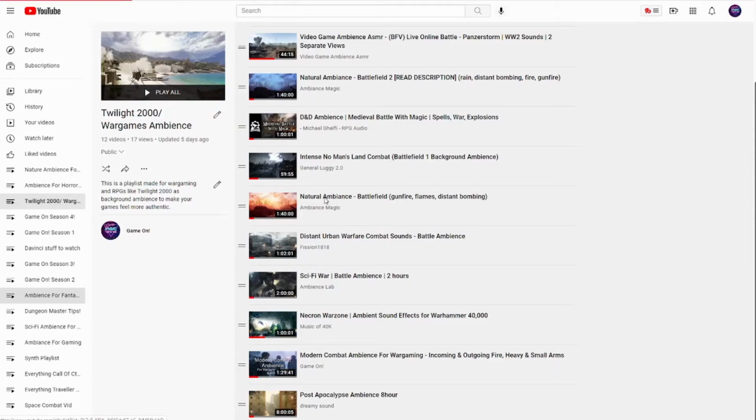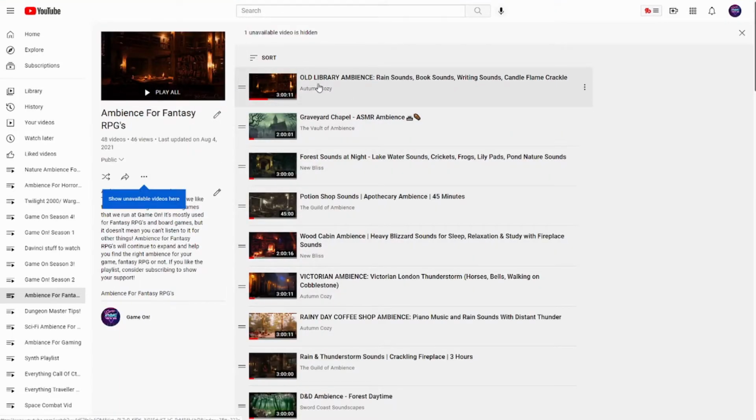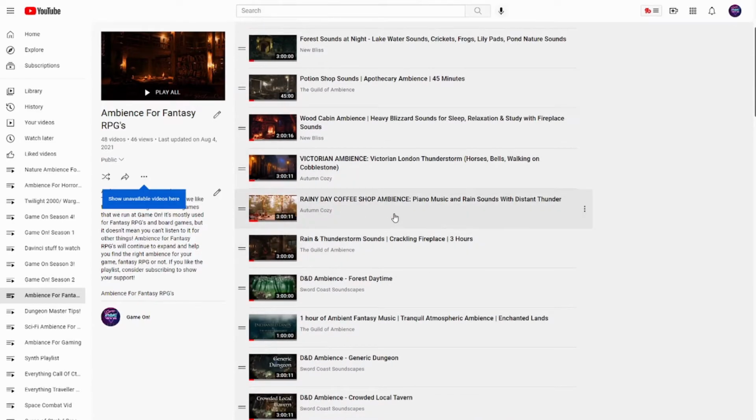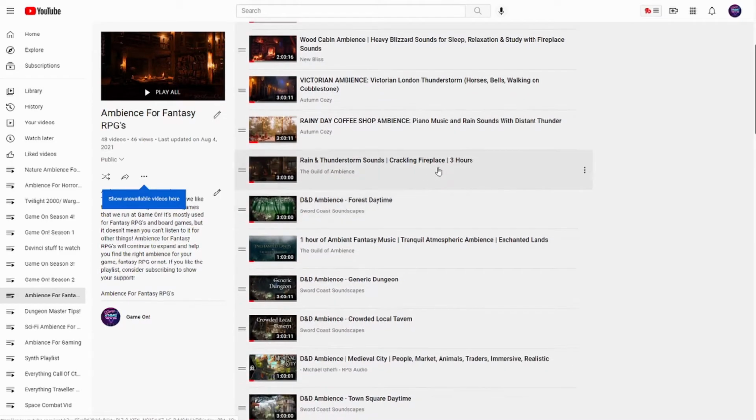Let's see. We also have Fantasy Ambience. This is the one that I was talking about. So it's the old library with rain, thunder, but it's very specific, and it's actually really calming for me. Here's another one that I have that would also be in the horror playlist. So they kind of cross genres. Forest Sounds at Night. I don't know why I have this one in this specific playlist.